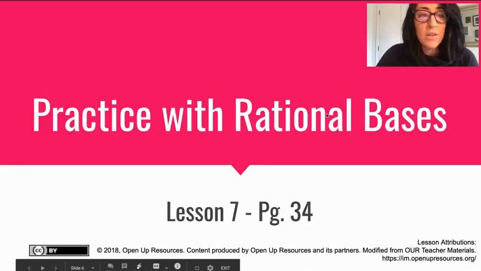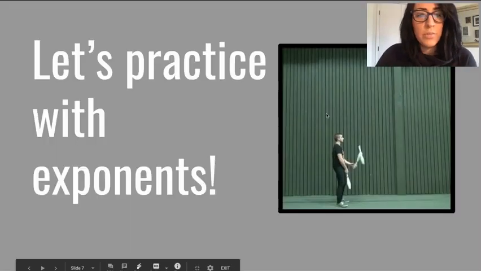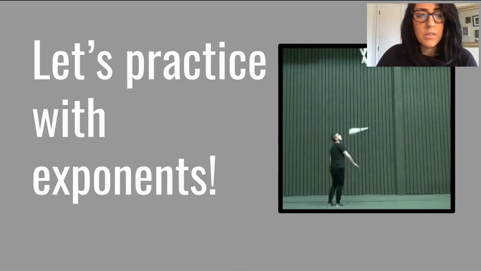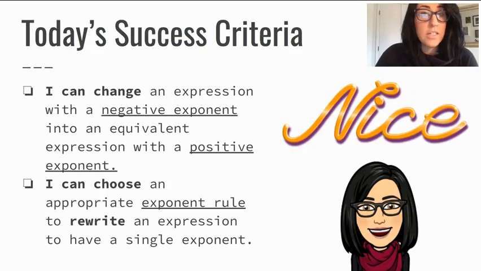Welcome to lesson 7, where we're going to be practicing with rational bases and exponents. The criteria to be successful at this lesson is to be able to change an expression with a negative exponent into an equivalent expression with a positive exponent. You also should be able to choose an appropriate exponent rule to rewrite an expression to have a single exponent.